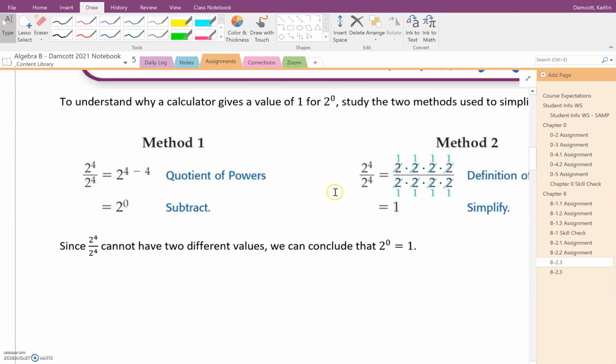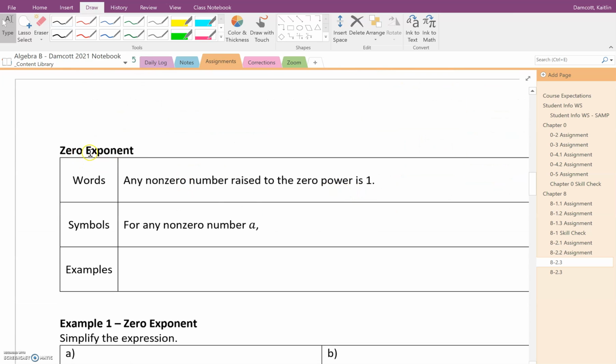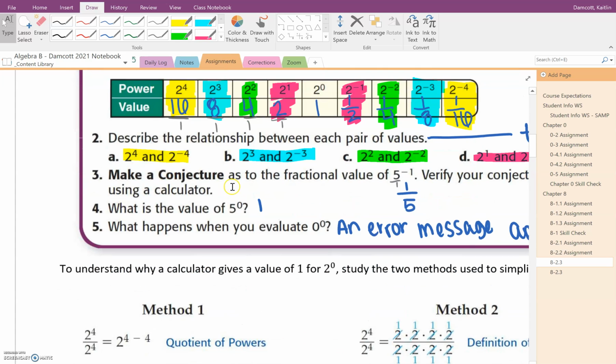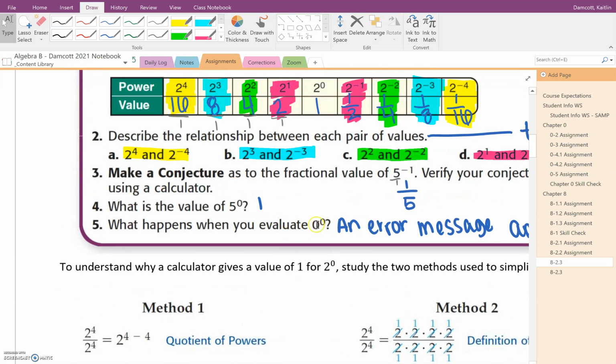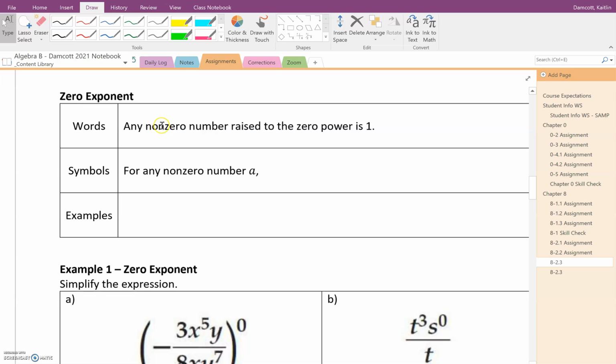All right, from there, what we're going to conclude here is that for a zero exponent, when you have any non-zero number raised to the 0 power, our answer is going to be 1. And we say non-zero number because in our investigation, we found out that when we did 0 to the 0 power, we got an error. So we don't want that. So it has to be some number that isn't 0. And if it's raised to the 0 power, then it's going to be 1.